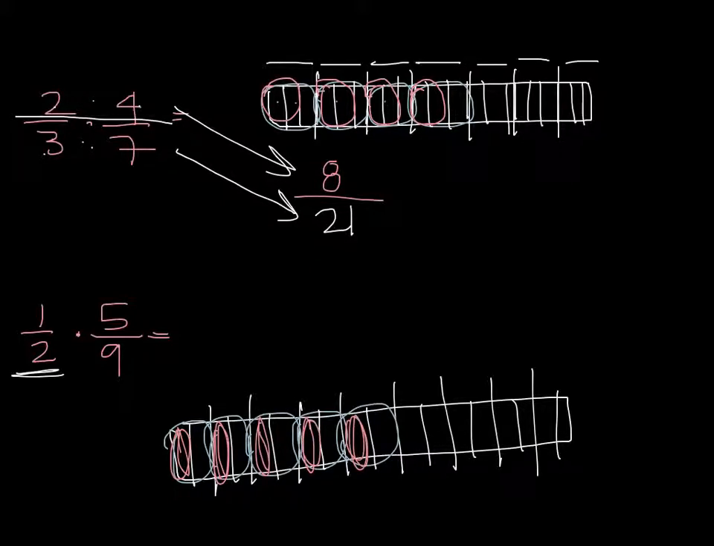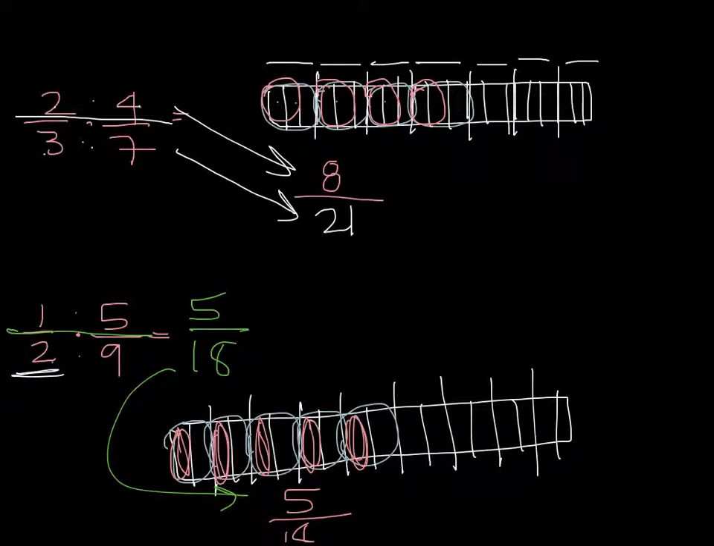So we have 5. And then how many total do we have? 1, 2, 3, 4, 5, 6, 7, 8, 9, 10, 12, 13, 14, 15, 16, 17, 18. 5 over 18. Or if we would have multiplied that, let's just switch colors here because we can. 1 times 5 is 5, over 2 times 9 is 18. If you notice, this would have been the same, all right?